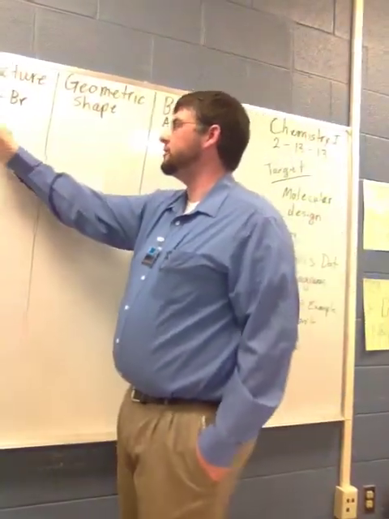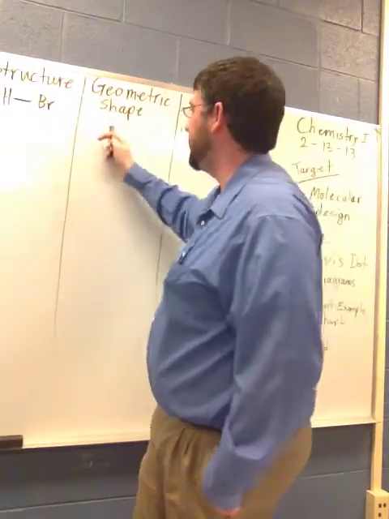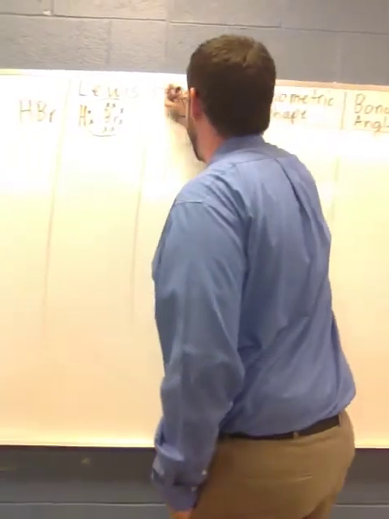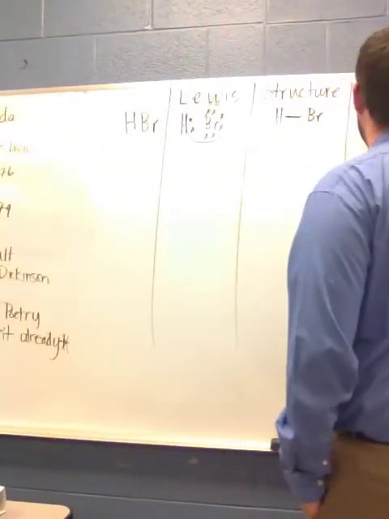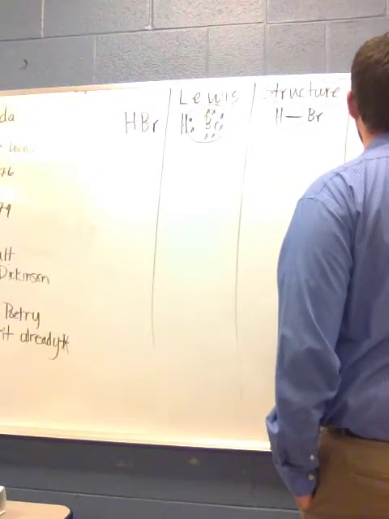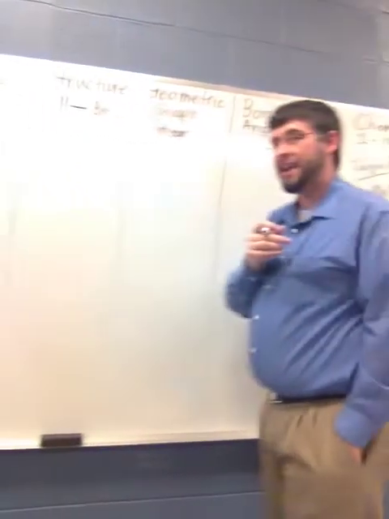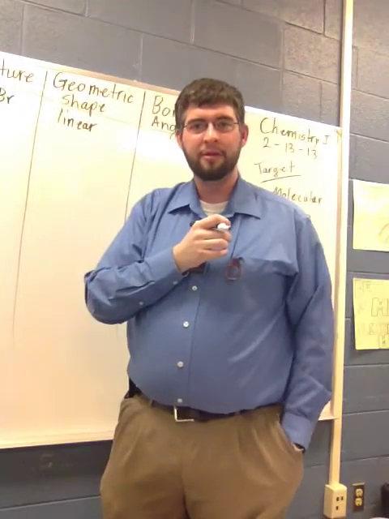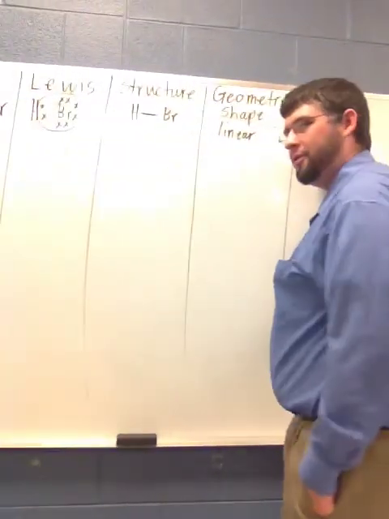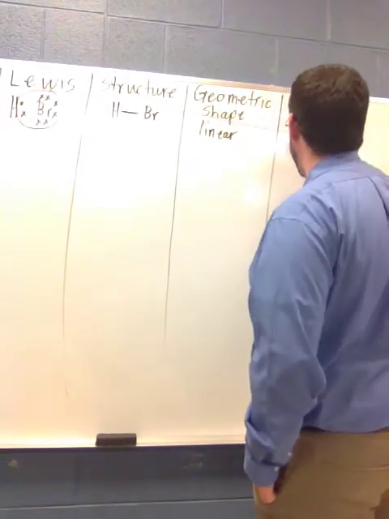Now, what kind of structure do you see right here? It's a linear. Very good. Wow. You guys are on fire today. We're going to be on YouTube. Yes, we are. Linear. All right, and then the bond angle measurement, do you remember? 180. 180 what? Degrees. 180 degrees. Good Lord, you are on fire today. Love it.